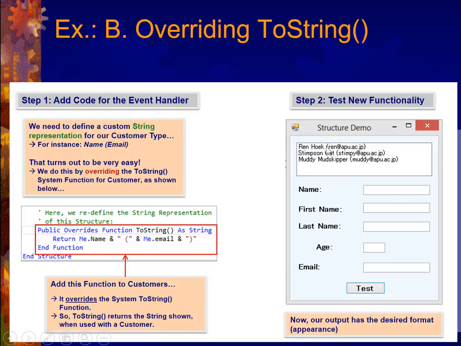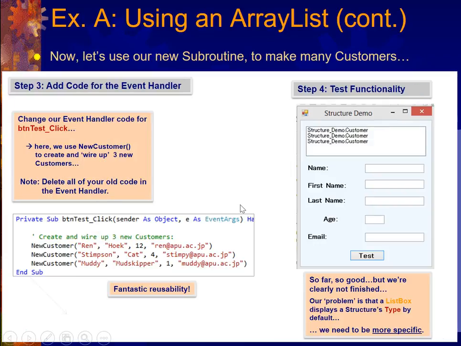So if you think about it, by default, there's no way for Visual VB.net to know what to display up here. So it has a kind of default way of displaying things, a default way of displaying an object. Like, this is actually an object. The default way of displaying an object is in something called the toString method.